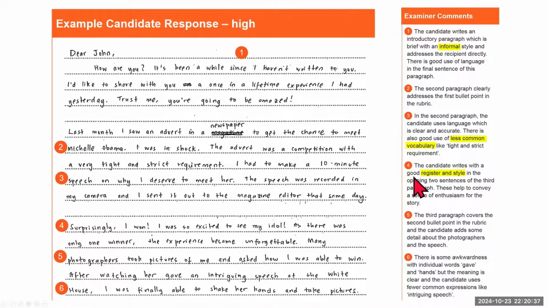So the candidate writes with a good register and style in the opening 2 sentences of the third paragraph. These help to convey a sense of enthusiasm for the story, like this. Surprisingly, I won. I was so excited. The third paragraph covers the second bullet point in the rubric, and the candidate adds some detail about the photographers and the speech. There is some awkwardness with individual words gave and hence, but the meaning is clear, and the candidate uses less common expressions like intriguing speech.